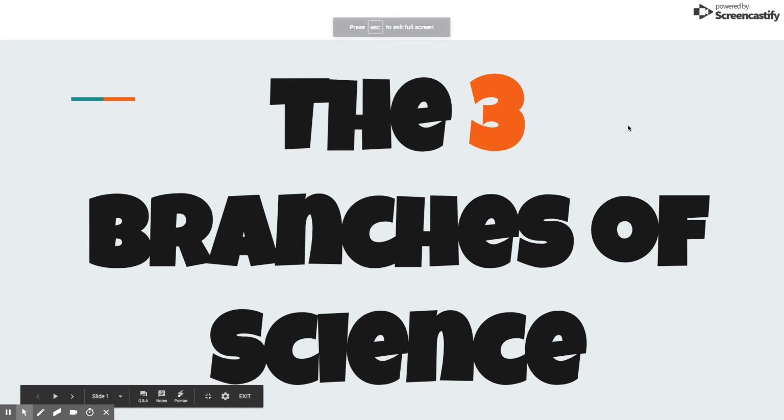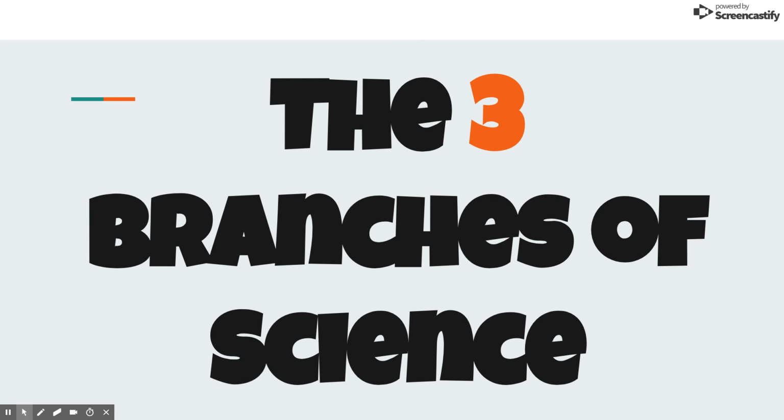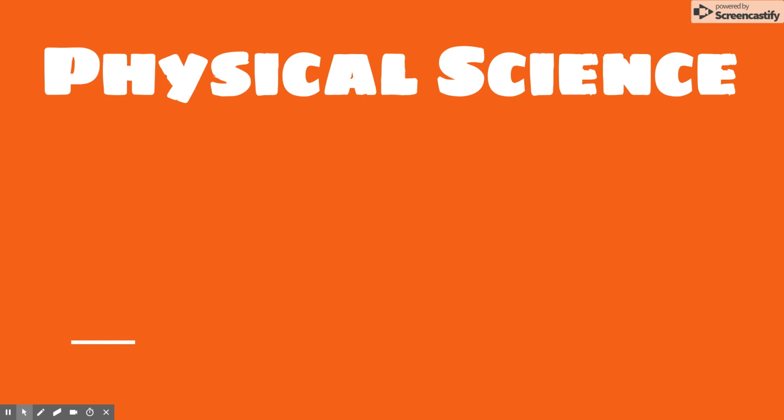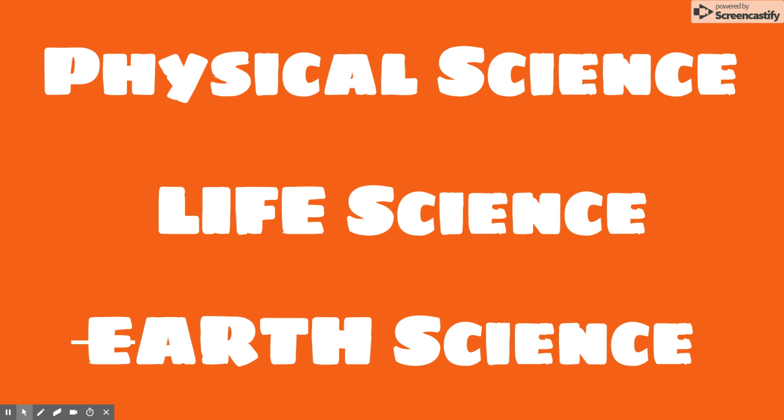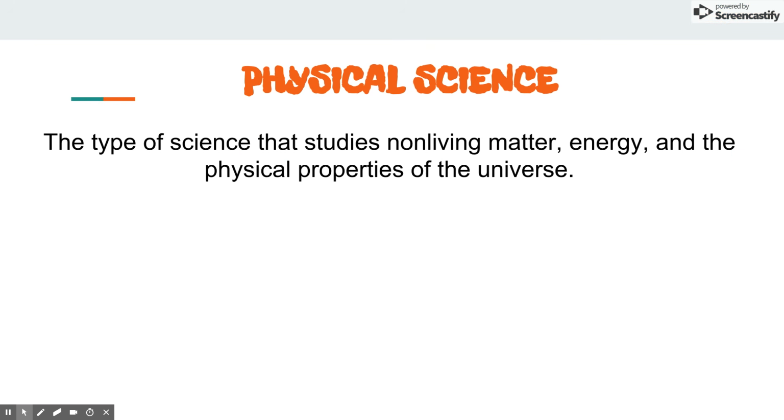The three branches of science. We're going to talk about each branch and the topics within them. Our three branches of science are physical science, life science, and earth science. Let's start with physical science.